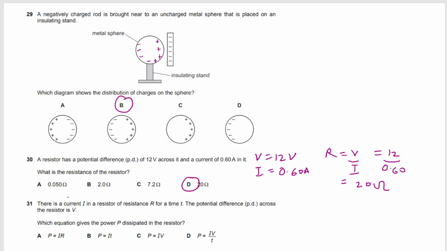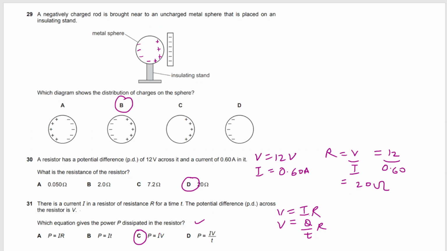31. There is a current I in a resistor of resistance R for time t. Potential difference across the resistor is V. So we know V is equal to IR and I is equal to Q by t. Current is charge per unit time. Now what is the power dissipated in the resistor? So power is given by VI. The correct answer is C.